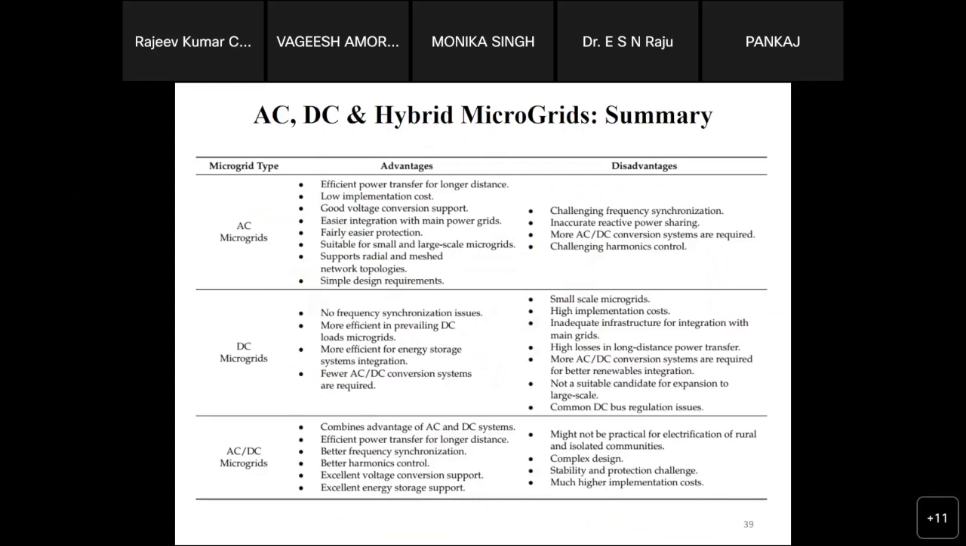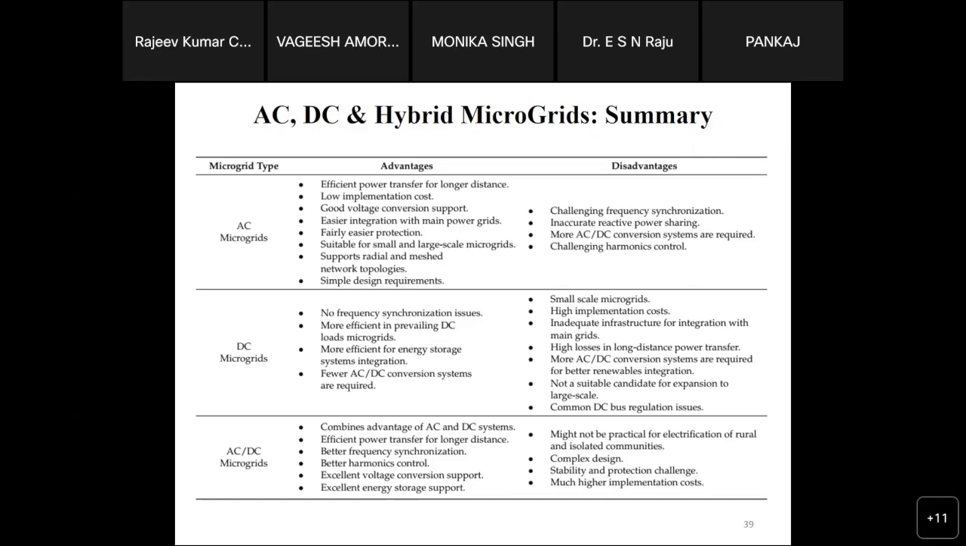Like we need to go for the complex design, and we will have more stability as well as production challenges. This hybrid AC-DC microgrid may not be practical for rural electrification as well as isolated communities, since the system is a complex one. And also when we see the implementation cost, this hybrid AC-DC microgrid involves a higher cost in the implementation.